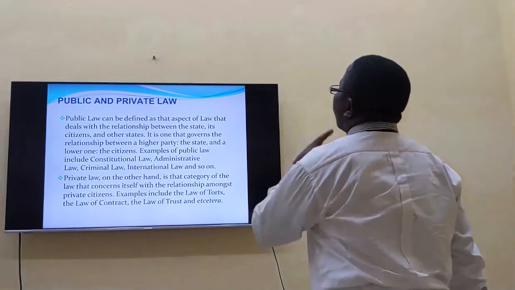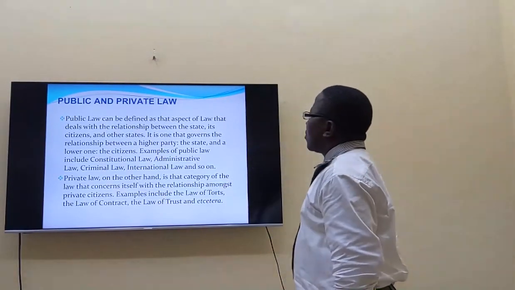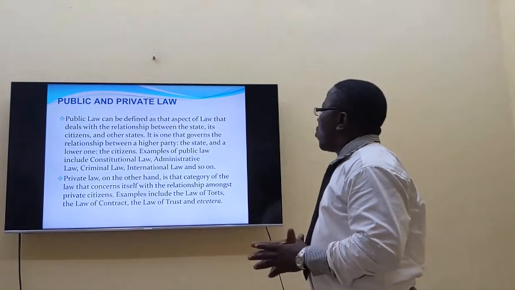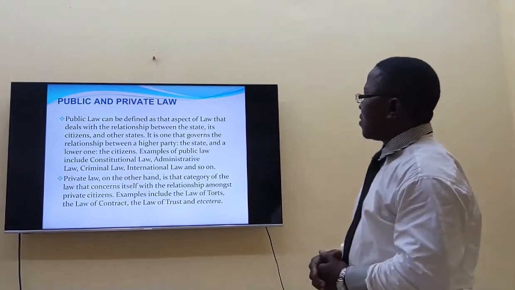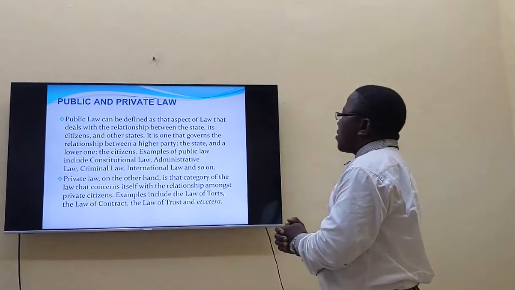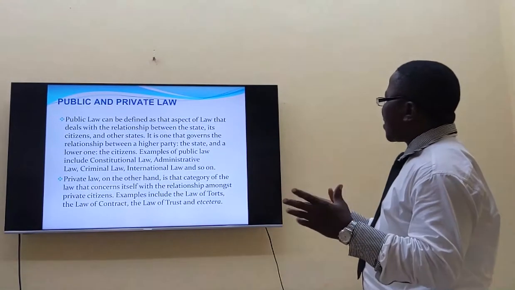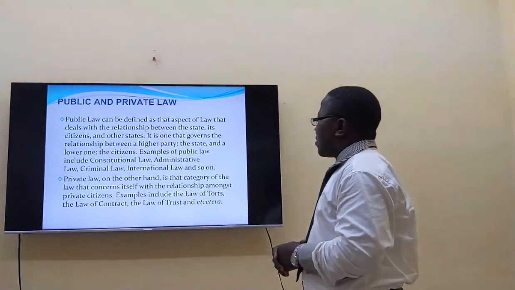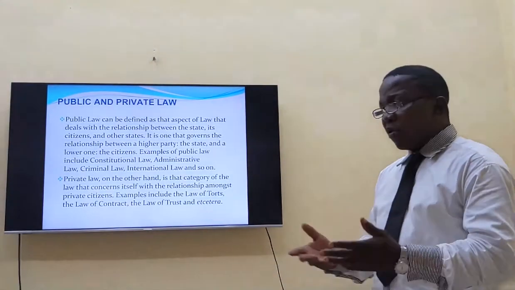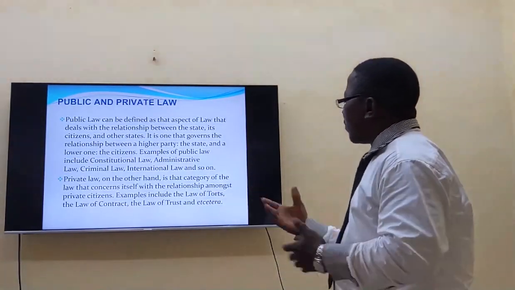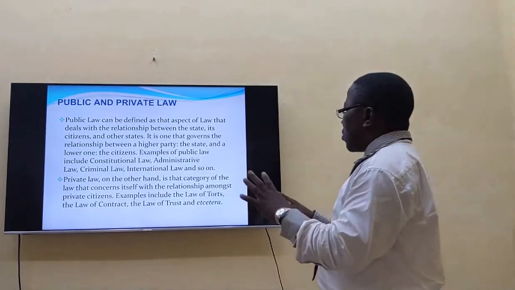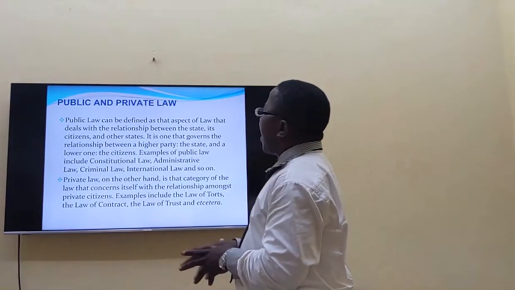Public and private law. Public law can be defined as the aspect of law that deals with the relationship between the state and its citizens and other states. It is one that governs the relationship between a higher party, the state, and a lower one, the citizen. Examples of public law include constitutional law, administrative law, the law that governs the state and the citizens, criminal law, and international law. Those are all together public law.